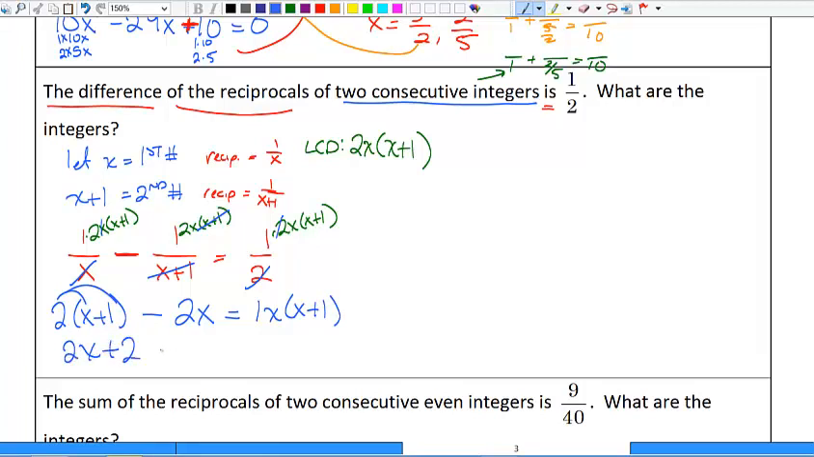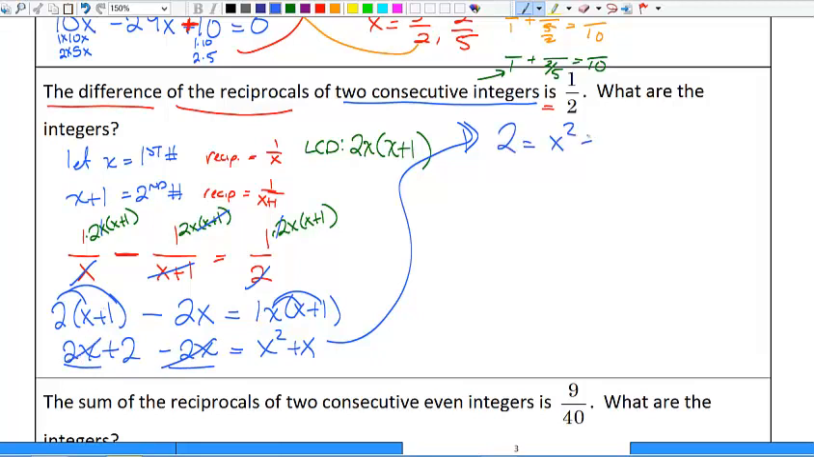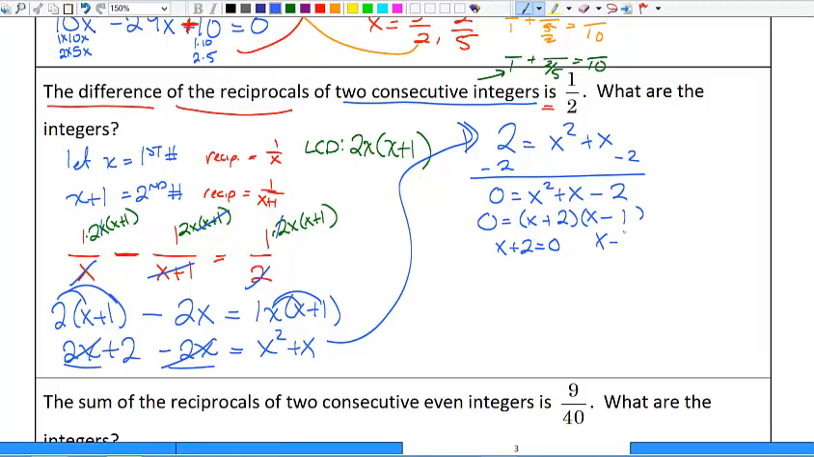Let's distribute here. Let's see, adding the two numbers on the left, 2x minus 2x adds to 0, and I'm just left with 2. Minus 2 on both sides to get one side equal to 0. This is a quadratic problem, so I need to factor it, complete the square, or use the quadratic formula. This one factors fairly nicely. So I'm getting x is equal to -2 or +1.